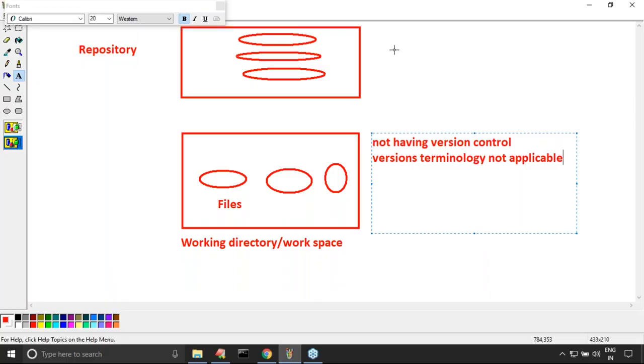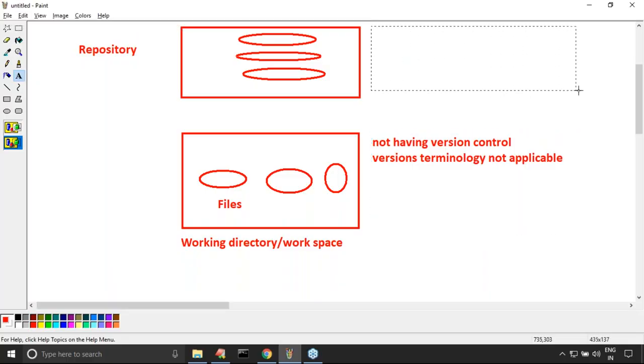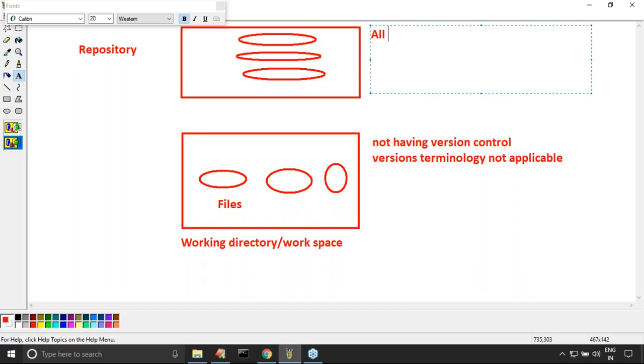But in a repository, all files are under version control. All files are under version control. Here we will maintain different versions. We will maintain different versions based on our requirement. We can choose the required version.